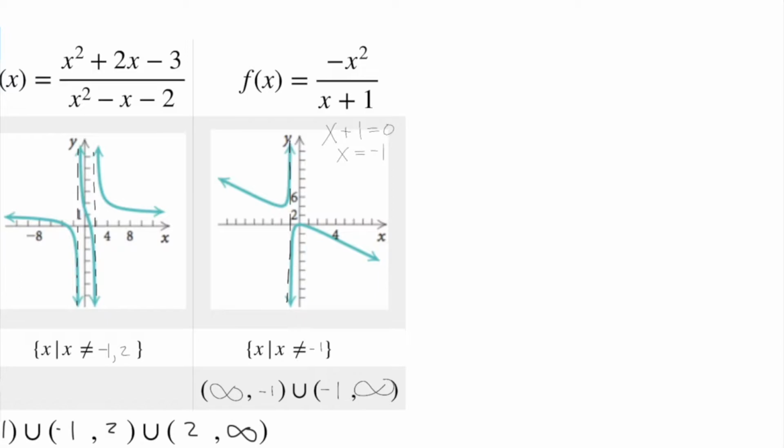f of x is equal to negative x squared over x plus 1. You can just solve the denominator for 0 and make sure that x doesn't equal negative 1, because if it does, then the function will be undefined. That's x should not equal negative 1. That splits the domain into two different intervals: from negative infinity up to negative 1, and from negative 1 up to positive infinity.